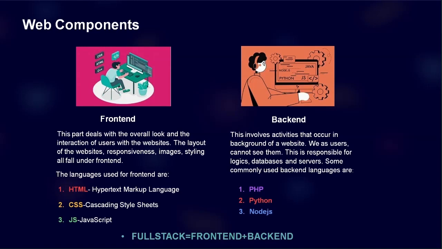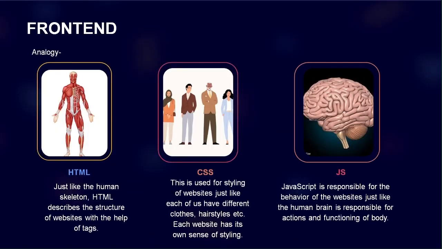So before moving directly to the HTML, first understand how these three languages are used in the front-end. What are their roles in website? So here is an analogy that will help to understand better the role of these three languages respectively. So the analogy is that of a human being. So just as we all human beings, we have a skeleton, we have two legs, two arms, a head. So this is the structure of a human, right?